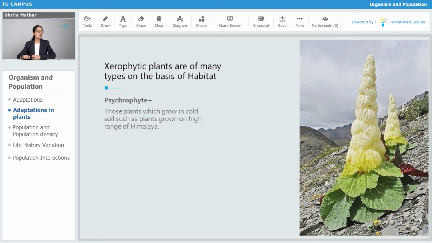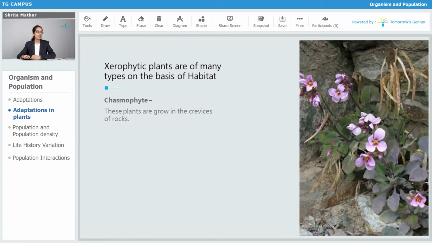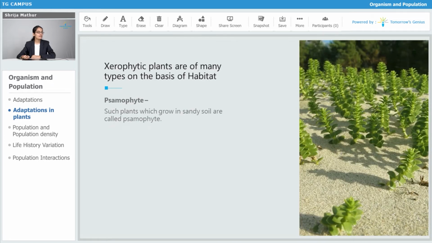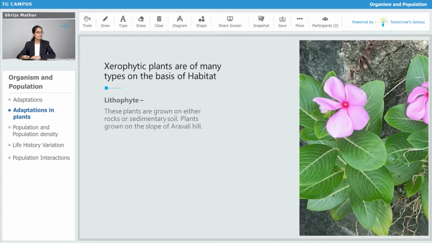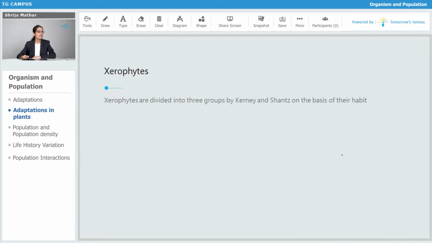Next, these plants grow in cold soil, such as plants grown in the high range of the Himalayas. Then there are chasmophytes. These plants grow in the crevices of rocks. Psammophytes are the plants growing in sandy soil. Lithophytes are plants growing either on rocks or on sedimentary soil, like the slope of the Aravalli hills.